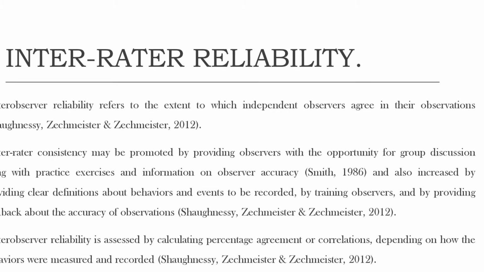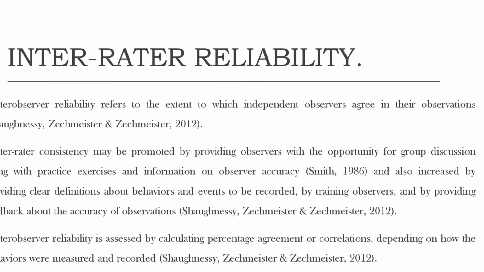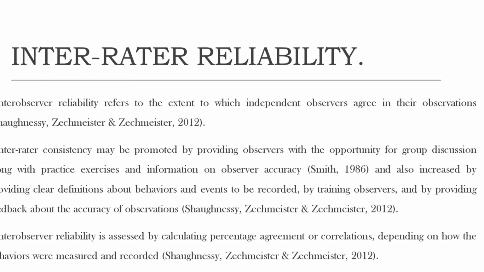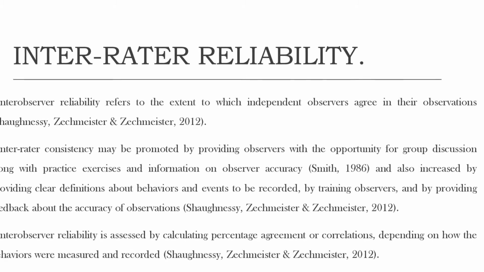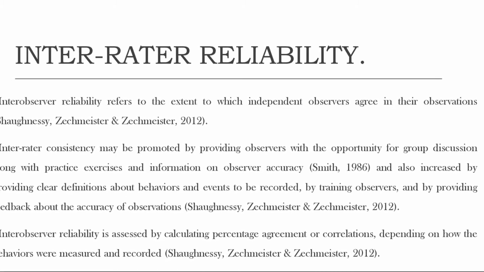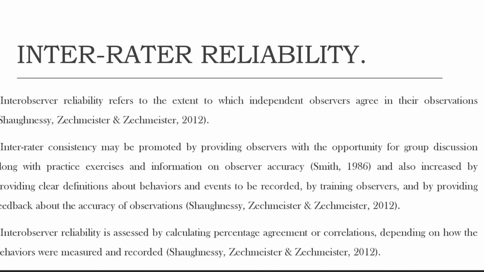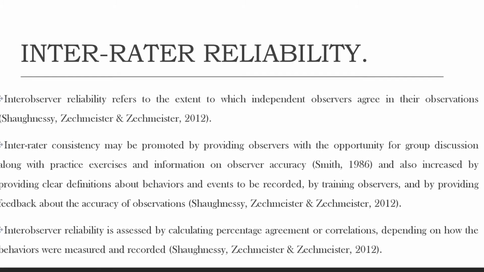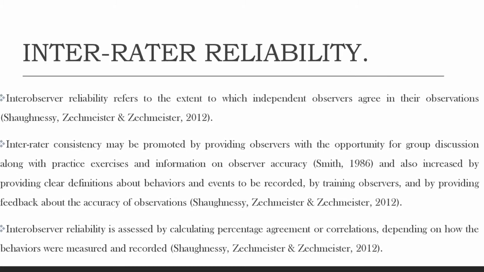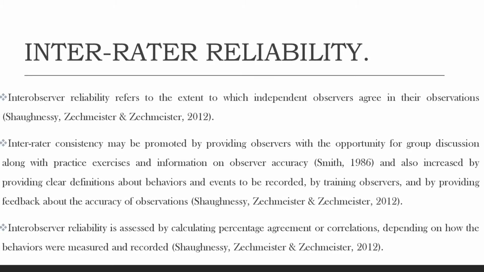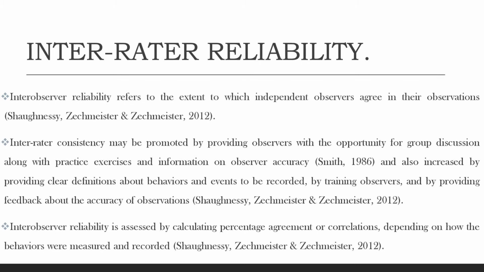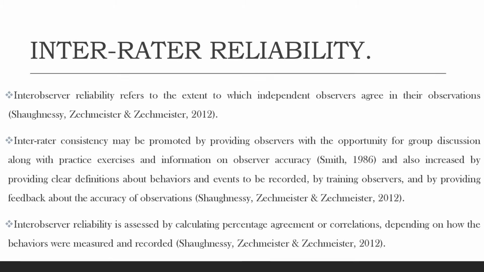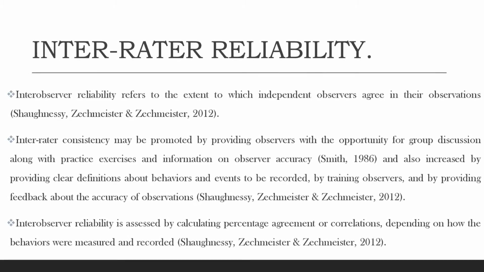Now, we can talk about inter-rater reliability, variously referred to as scorer reliability, judge reliability, observer reliability, inter-scorer reliability, etc. It refers to the extent to which independent observers agree in their observations. Inter-rater consistency may be promoted by providing observers with the opportunity for group discussion along with practice exercises and information on observer accuracy. It is also increased by providing clear definitions about behaviors and events to be recorded, by training observers and by providing feedback about the accuracy of observations.